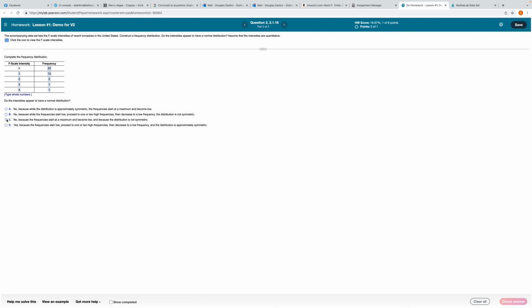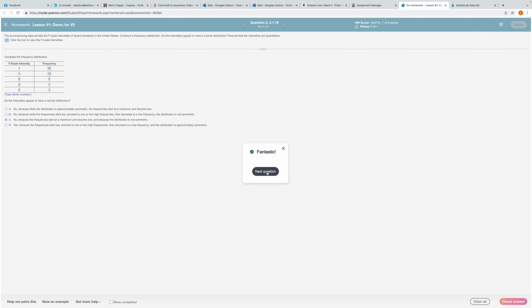So I know the answer is no, because we have what's called a symmetric distribution, or I'm sorry, a skewed distribution here. And again, I'm going to teach you a lot more about that later, but right now we do not have approximately symmetric. Or low and proceed to 1 or 2, then decrease. That's not the case. Start at a maximum and become low when the distribution is not symmetric. So clearly C explains our situation the best.